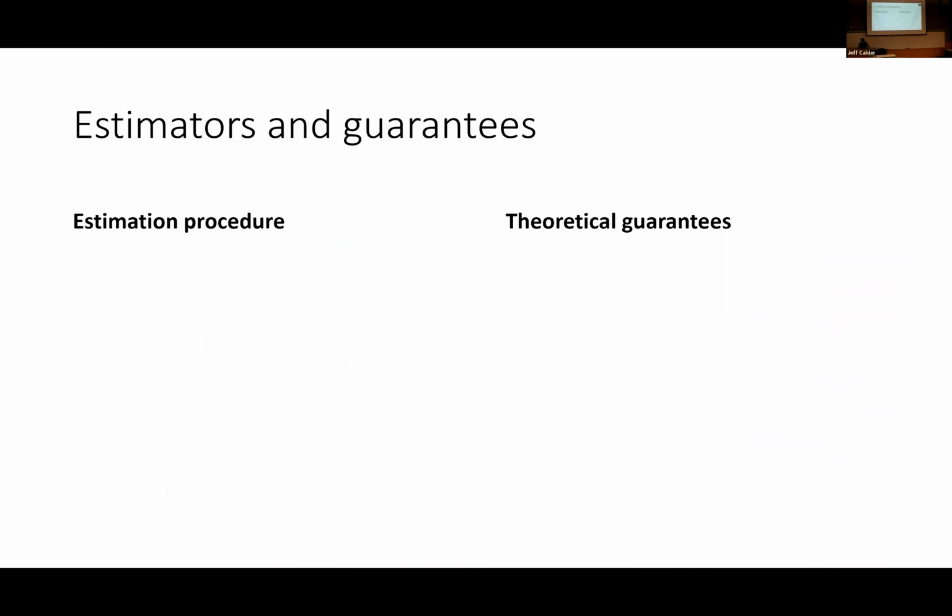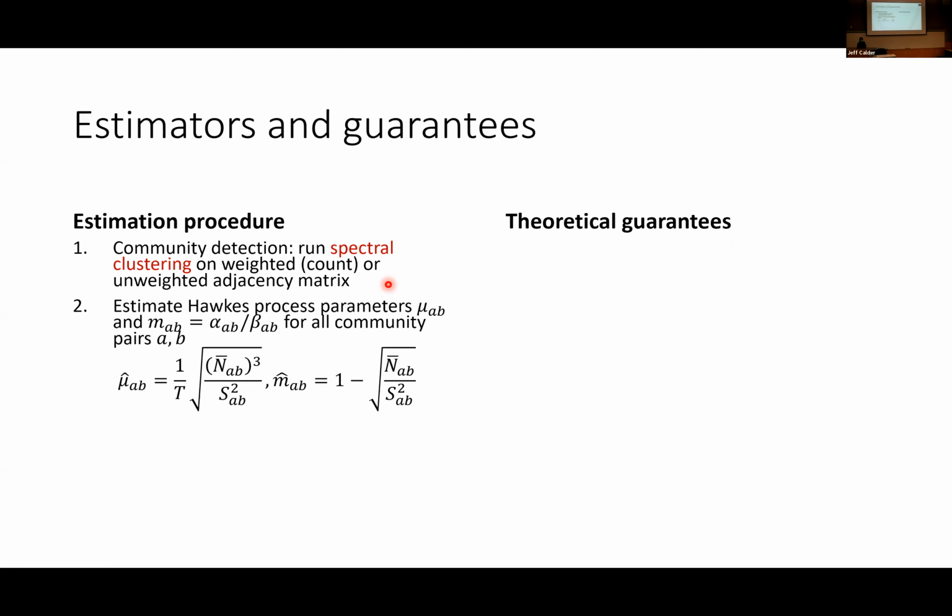And let's see how I'm doing. I'll go over these briefly here. So to try to estimate these parameters, the basic idea is we do a community detection step. We run spectral clustering on either a weighted or unweighted adjacency matrix. If it's weighted, the weights are just the counts of the events between any two nodes. We have closed form estimators for the Hawkes process parameter for the base intensity, mu, and then for the ratio alpha over beta. So these are method of moments estimators in closed form.